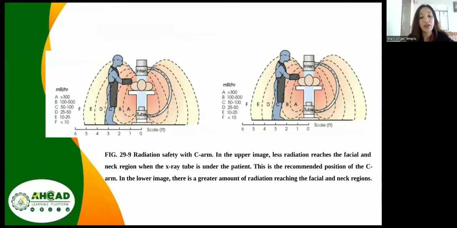Figure 29-9, radiation safety with C-arm. In the upper image, less radiation reaches the facial and neck region when the X-ray tube is under the patient. This is the recommended position of the C-arm. In the lower image, which is the right side, there is a greater amount of radiation reaching the facial and neck regions.